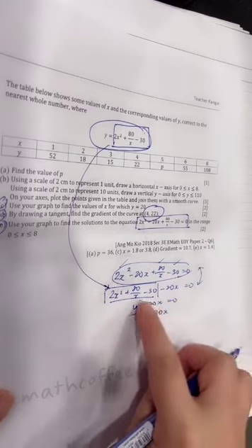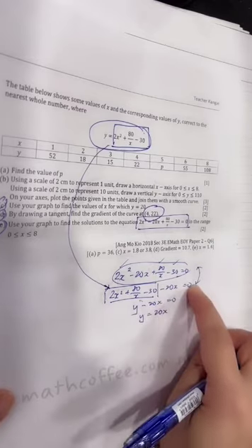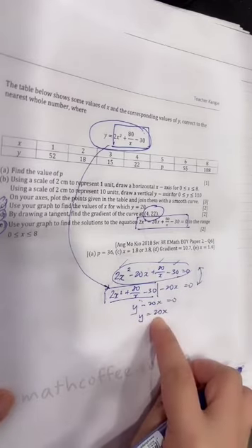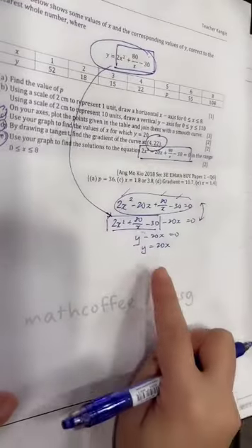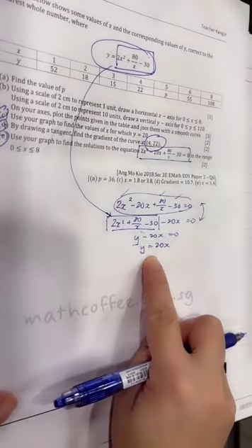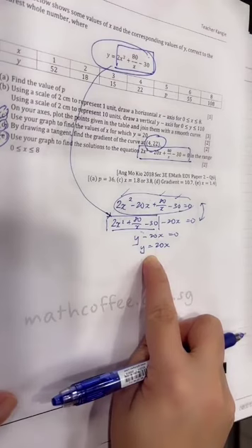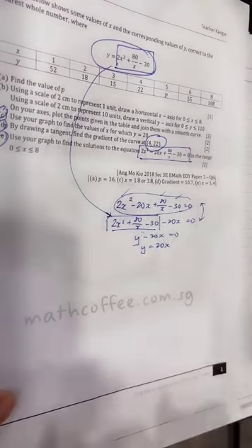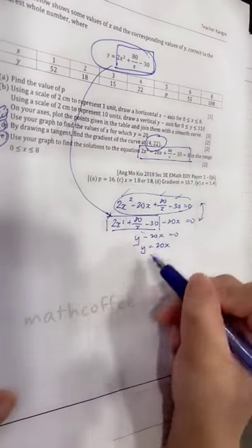Okay. So after that, y minus 20x is equals to 0. So it's y equals to 20x. So that means I need to plot the line y equals to 20x. Next is how to draw this y equals to 20x. Plot the table.